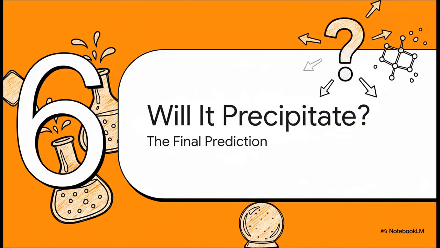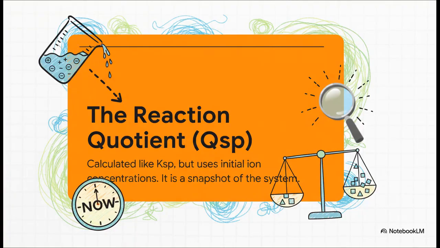Okay, we've explored the dance, we've learned how to manipulate it. Now for the grand finale. Let's put it all together to make a seriously powerful prediction. To make this prediction, we need one last tool. Meet the reaction quotient, or QSP. Now it looks and feels almost exactly like KSP. You calculate it the same way, but there is one massive difference.